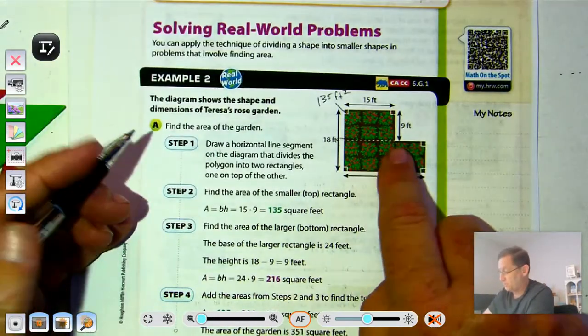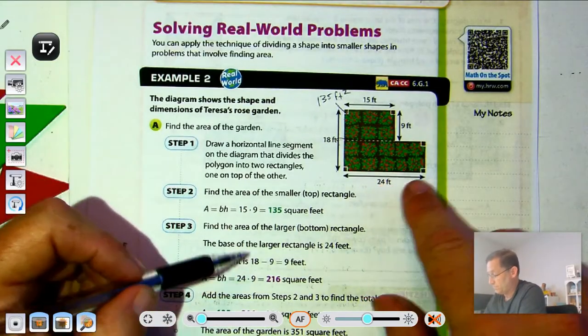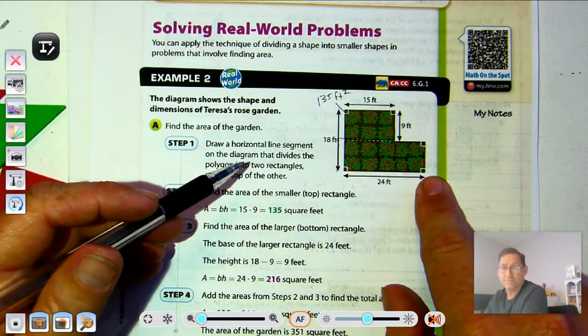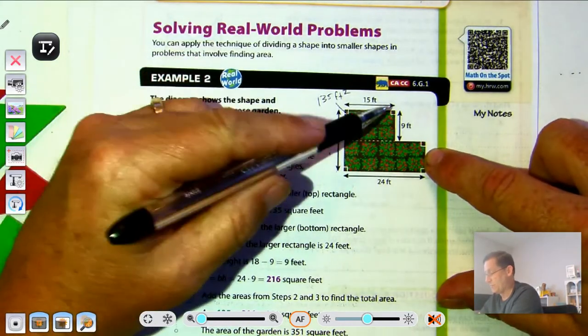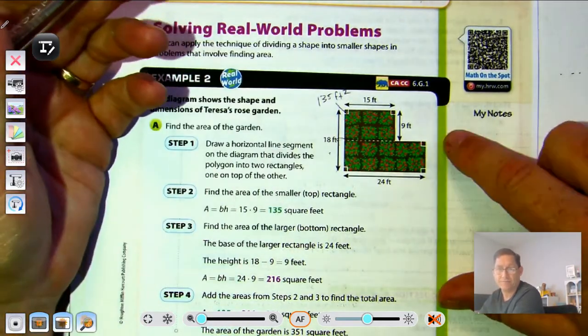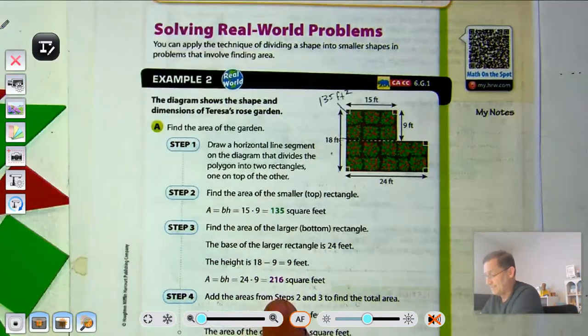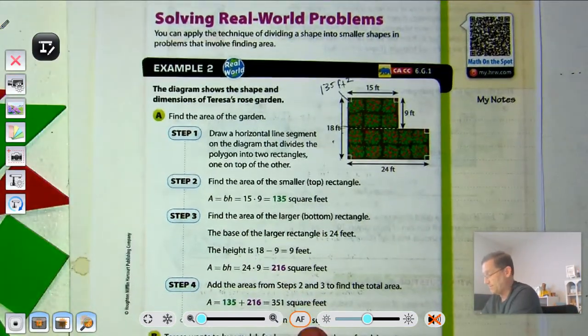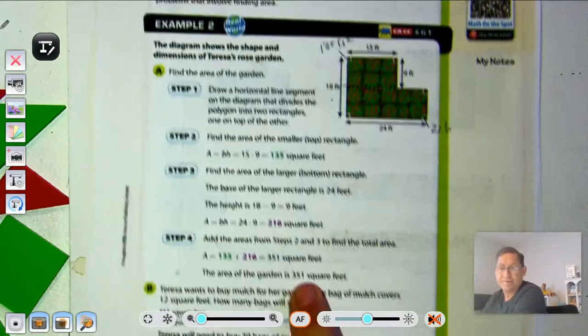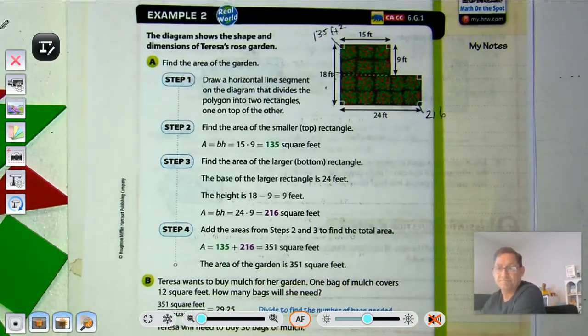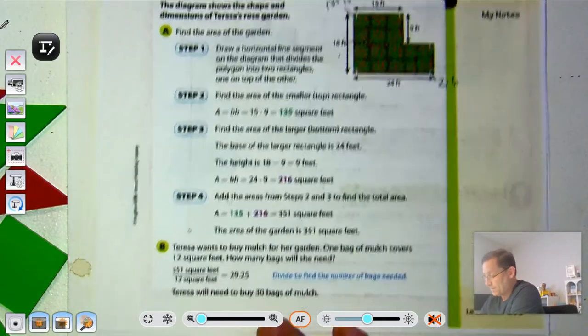The large bottom rectangle would be 24 times this. Well, that space is 18 take away 9. So 9. 24 times 9 is 216. Add those together, and we get 351 square feet. Same as what we just did, right?